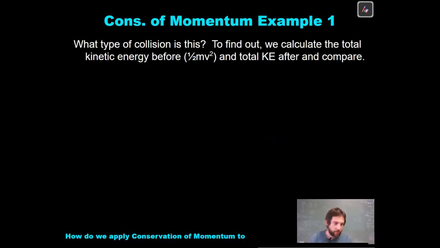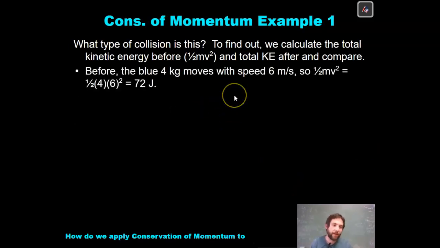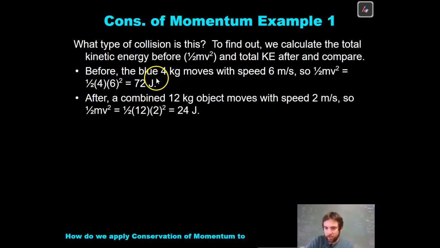What type of collision is this? Different types, remember? So to find out, we calculate the total kinetic energy before and the total kinetic energy after, and we'll compare it. The blue 4 kilogram car moves with a speed of 6 meters per second. So the kinetic energy, which is 1/2 mv squared, and we plug in m and v, we get 72 joules. After the collision, the masses are combined. So we have one 12 kilogram object moving with a speed of 2 meters per second. So 1/2 mv squared gives us 24 joules.